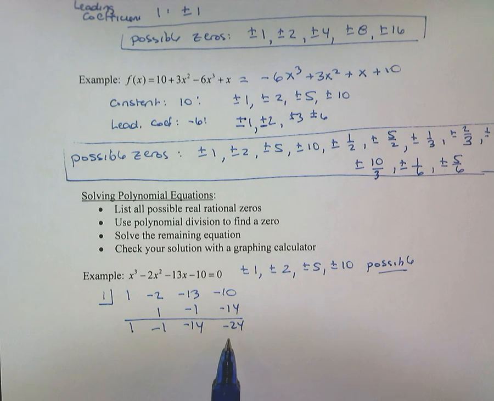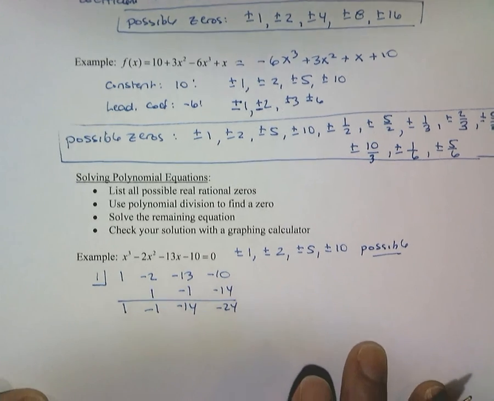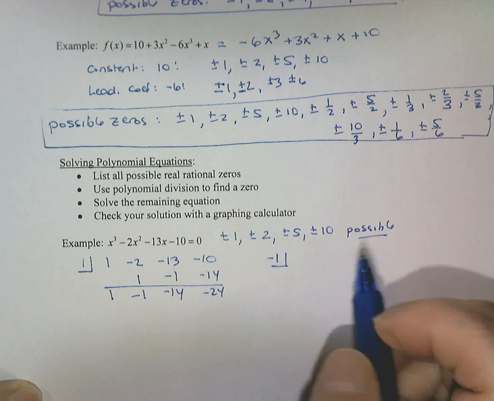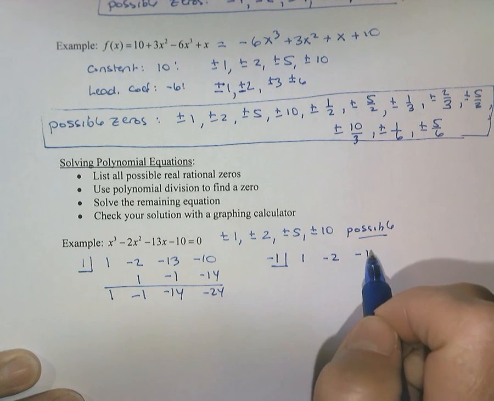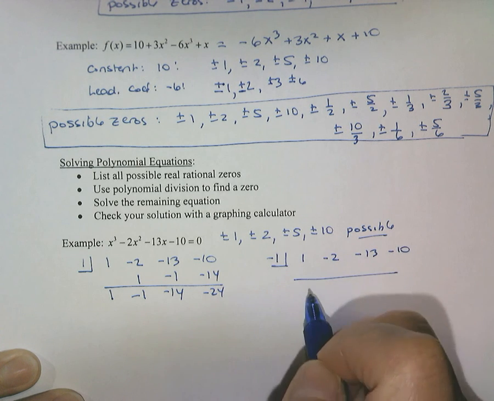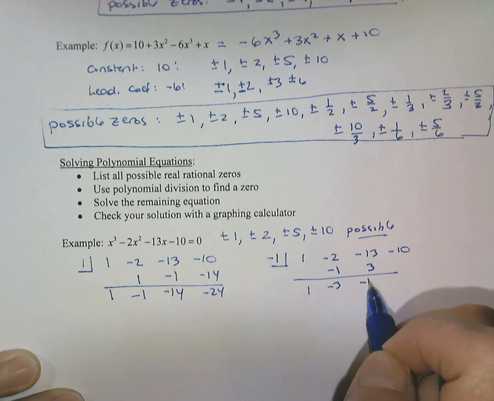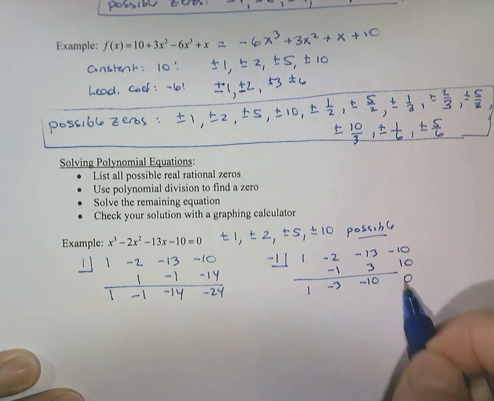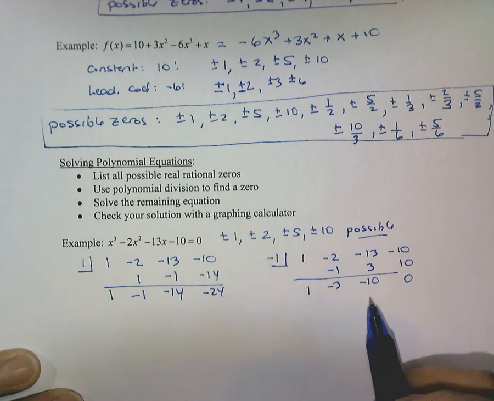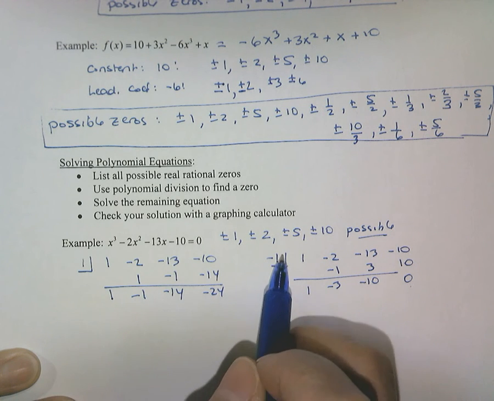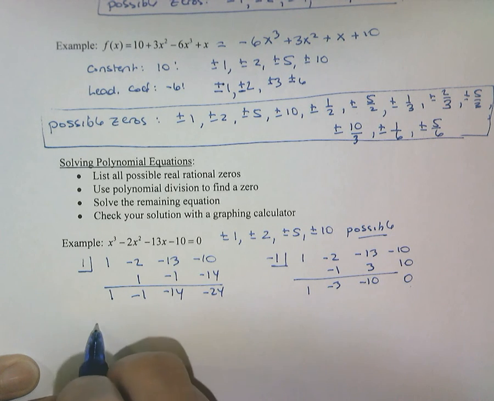Remember, the factor theorem says for a divisor to be a factor, the remainder has to equal 0. So this one's no good. So I'm going to try another number. Let's try negative 1 because it's an easy number. So 1, negative 2, negative 13, and negative 10. Bring down the 1, multiply, add, multiply, add, multiply, add. Okay, good. There it is. I have a remainder of 0, so I know that this x plus 1 is a factor.